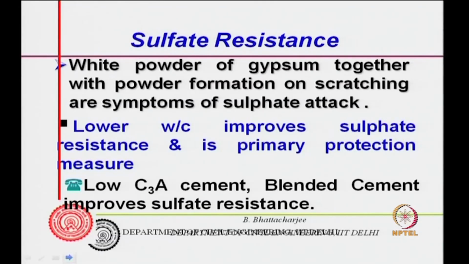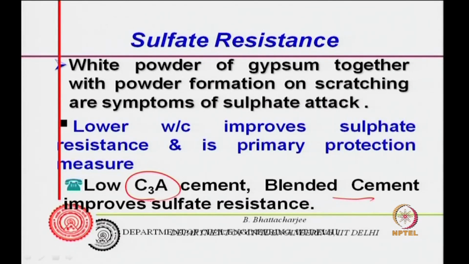Low C3A cement, sulphate resisting cement. Remember, we talked about sulphate resisting cement when we were talking of types of cement. This has restricted C3A content, low C3A content. Blended cement, cement with pozzolana, also improves sulphate resistance. Why? First of all, it reduces the active C3A content, because cement will be 70%, let us say, and 30% is fly ash. So, obviously, C3A gets reduced by 30% itself.